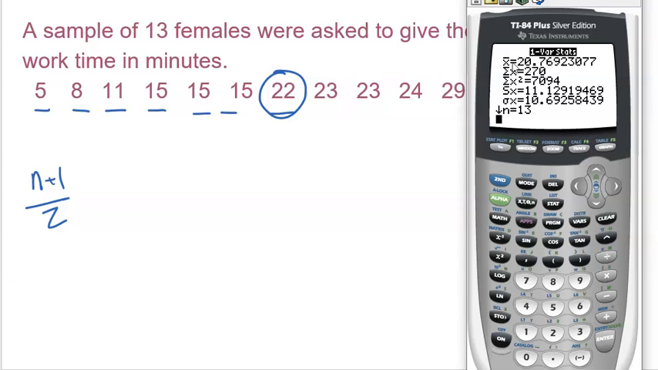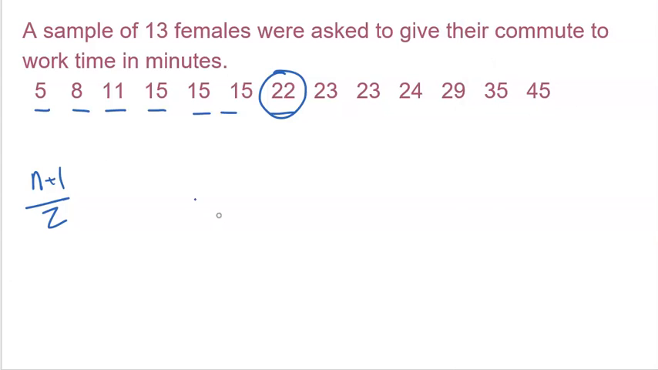Now, at the very, very top is x bar. That is our symbol for the mean. How cool is that? So 20.769 is the mean. 20.769 minutes is the average time it took these women to get to work.